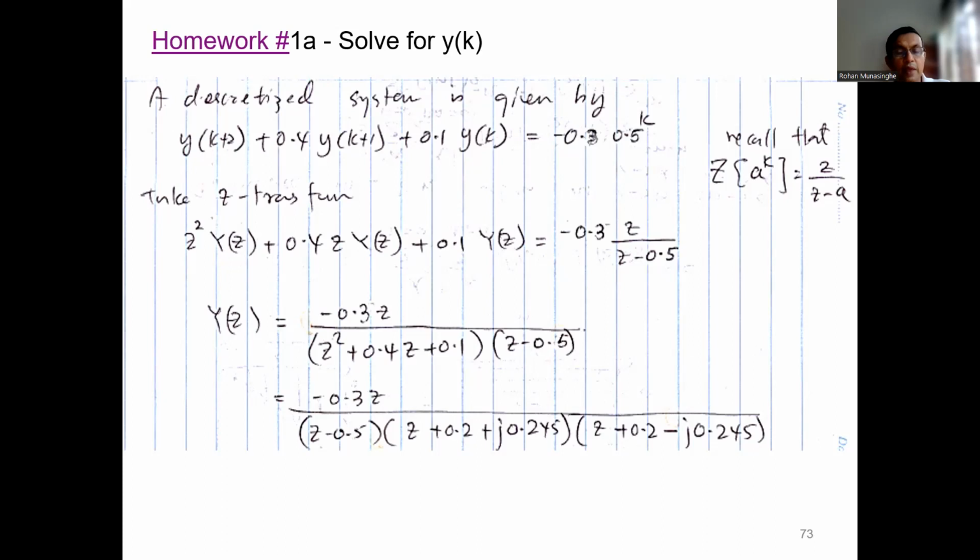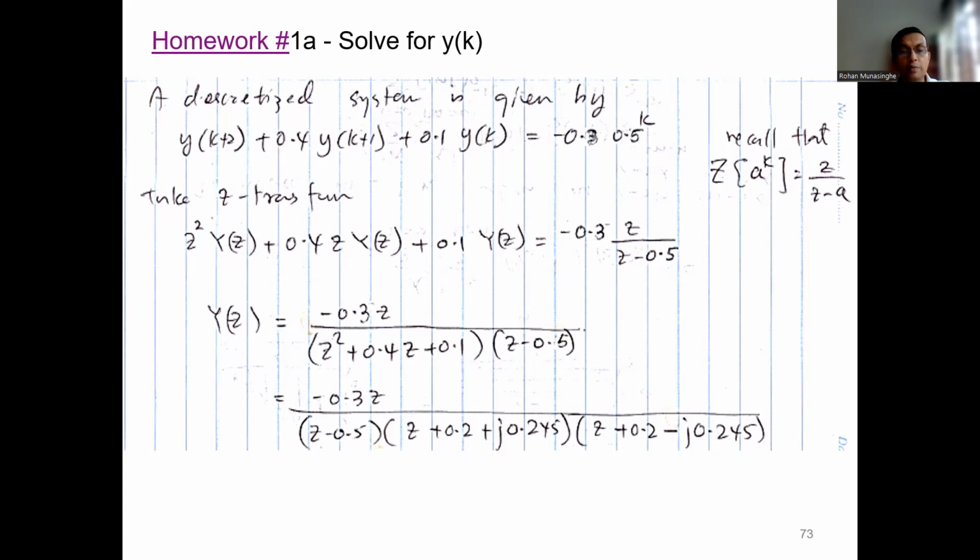That is the first step. And then you simplify and isolate YZ on the left-hand side and create this polynomial of Z to the positive powers, Z squared plus 0.4 Z plus 0.1, and bring it to the right-hand side together with this one. And you create this rational polynomial of Z on the right-hand side.